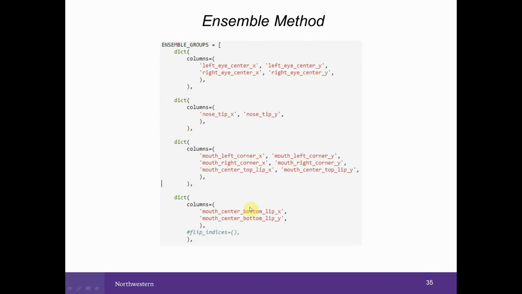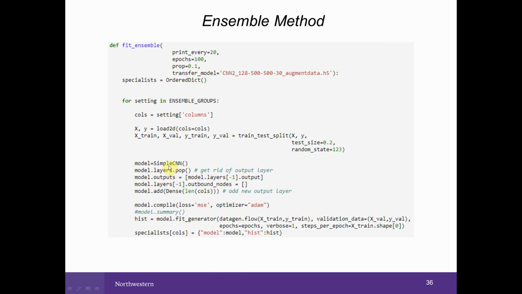Here's a couple of those dictionaries. Like the left and right eye centers, that's in one group. The model is going to cycle over these and make its prediction. Then it's going to jump down to the next one, nose tip, cycle through these, make the prediction, and so on and so forth. Because that bottom lip I always found to be kind of an issue, that's a separate group unto itself. And the others keep going on down. I didn't show everything here.